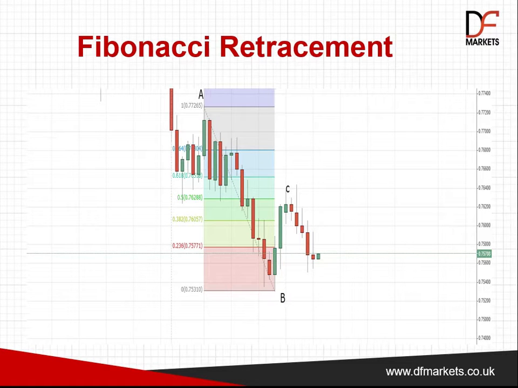In the example, you can see we have a bearish retracement. Price has sold off from point A to point B, and as price starts to retrace, we can apply our Fibonacci retracement tool from point A to point B to plot our Fibonacci levels. As you can see, price retraced to the 50% level before reversing and selling off again.